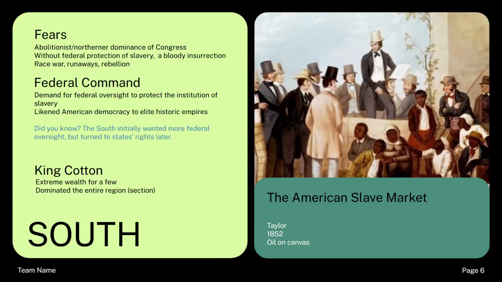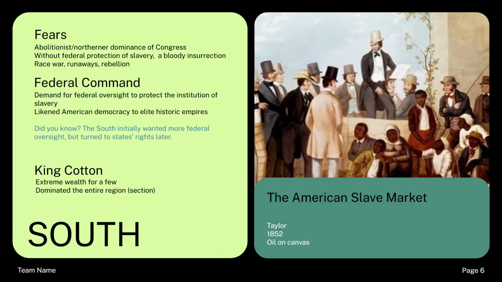What about in the South? There are really 2 primary key components when it comes to Southern experiences of the sectional crisis. The first are fears, right? They're fearful. They're worried about abolitionists. They're worried that Northerners are going to dominate Congress and the federal government. They also believe that federal protection, not state protection or local protection, would allow for a constant system of peace that would protect from a bloody insurrection, a race war, runaways, and rebellion.